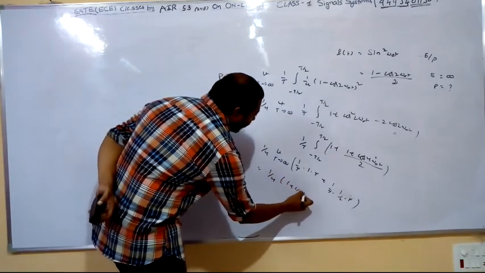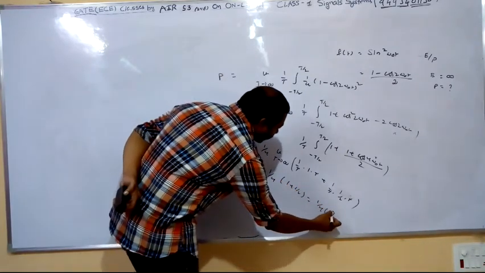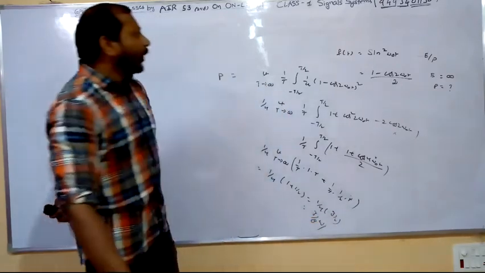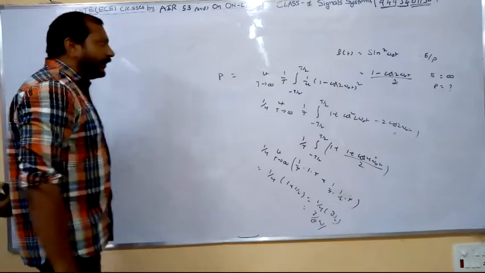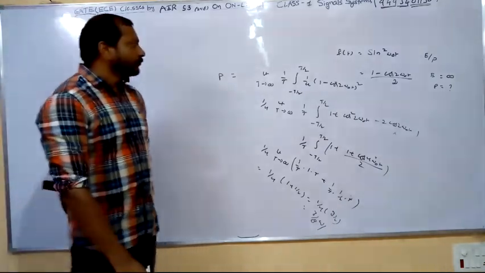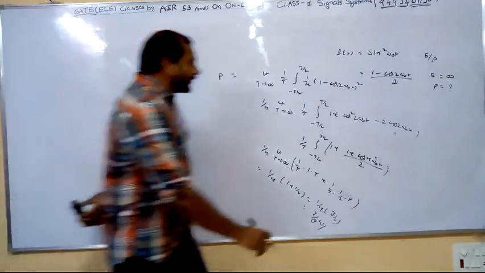The dt will get cancelled, and this value is equal to 1 by 4 into 1 plus 1 by 2, equal to 1 by 4 into 3 by 2. This value is equal to 3 by 8 watt. Clear?